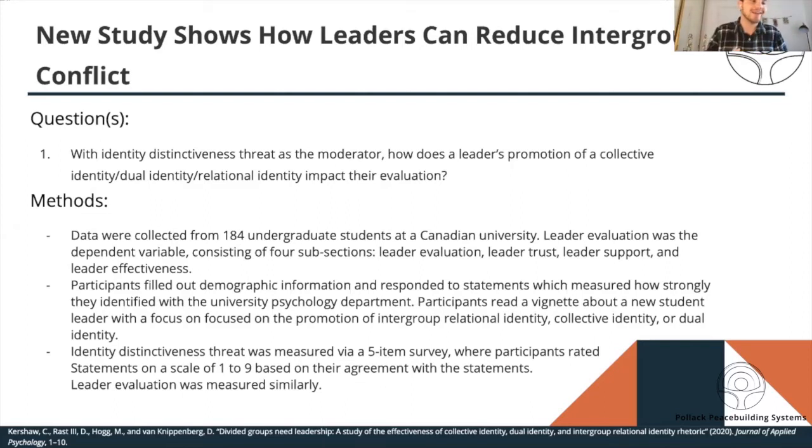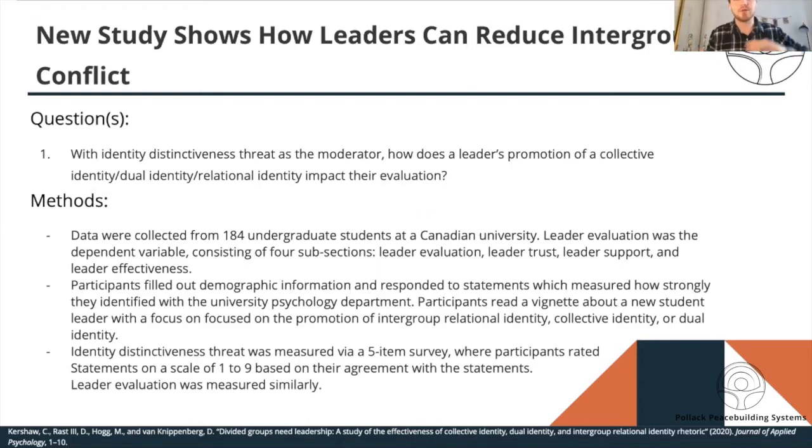A dual identity consists of retaining individual group identities and then imposing a superordinate, common group on everyone that everyone can be a part of. And then an intergroup relational identity focuses on promoting the individual group identity differences as mutually beneficial and an interdependent sort of collaboration.